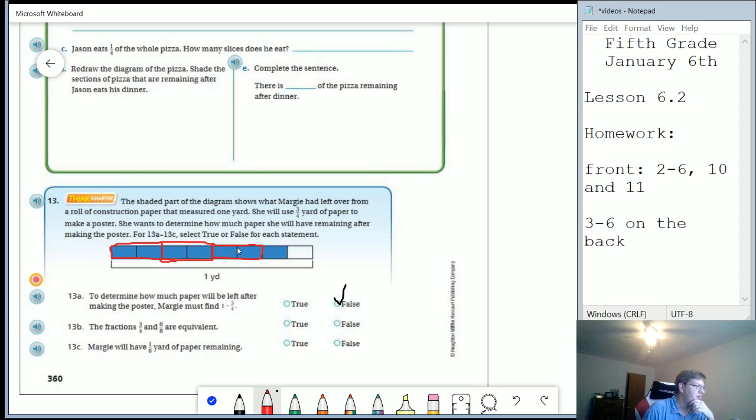So here are my three groups of parts out of four. So that would equal 1, 2, 3, 4, 5, 6 of my blue parts. So that one would be true.